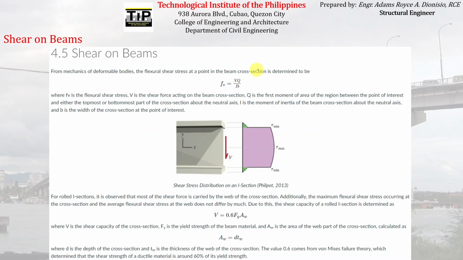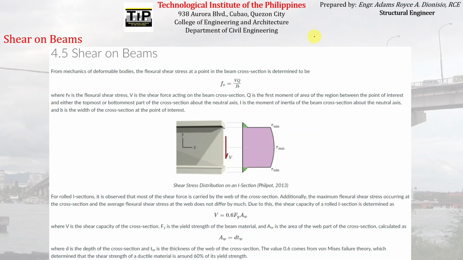So let's now move on to the other internal effects that we have to check in order for us to properly design a flexural member. From the previous topics, we have discussed the capacity of a flexural member in resisting flexural stresses.